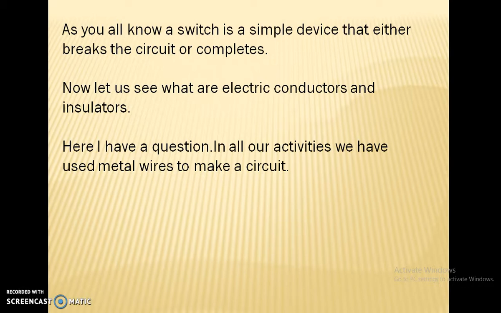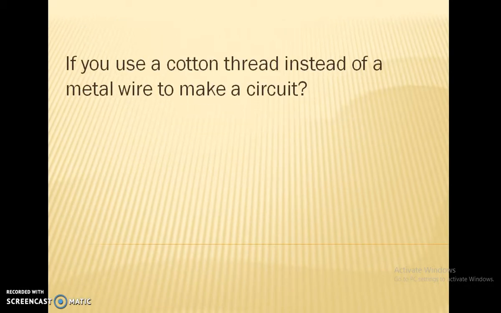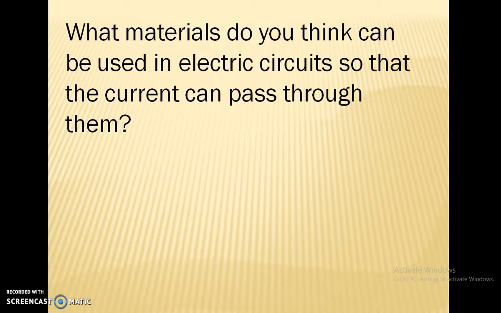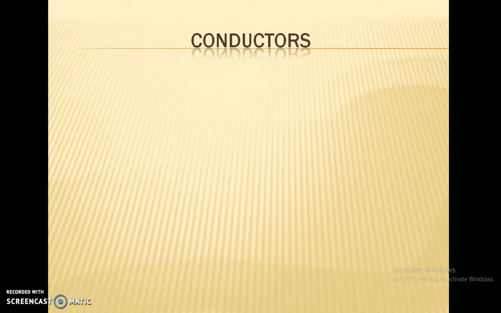Here I have a question. In all our activities that we have used, we have used metal wires to make a circuit. If we use a cotton thread instead of a metal wire to make a circuit, do you think the bulb will glow here? Do you think that the bulb will light up in a circuit if we use a thread? Of course not. So what materials do you think can be used in electric circuits so that the current can pass through them? We can use either copper or aluminium in an electric circuit in order to pass the current.